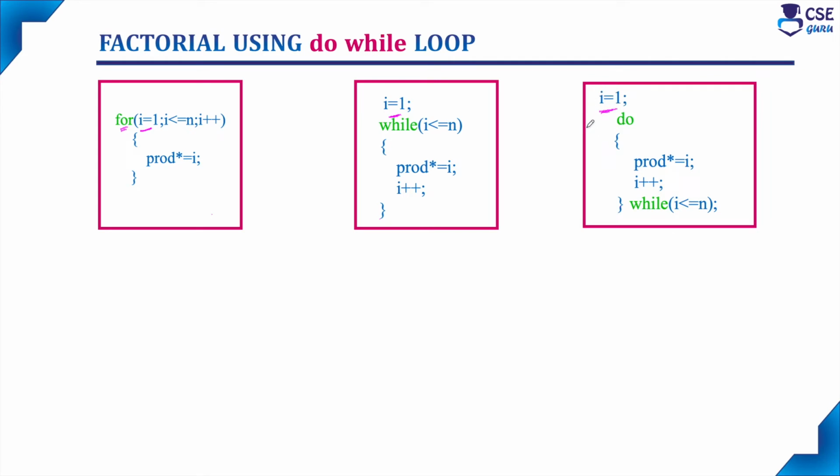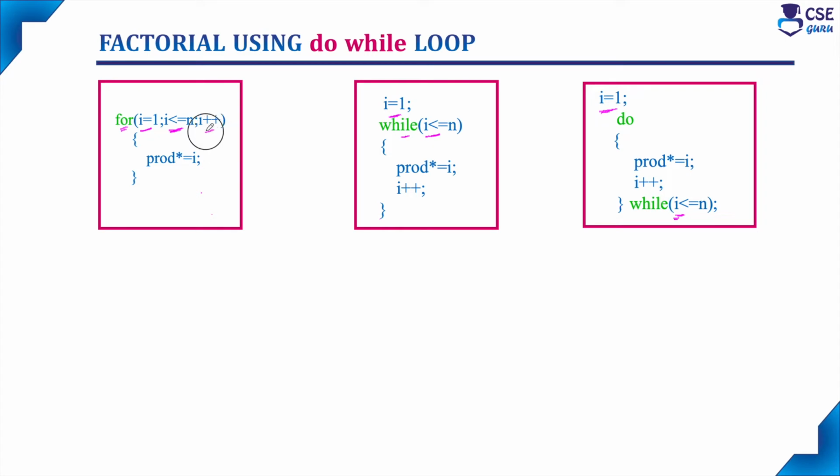This is one difference. Second, the condition i less than or equal to n. In the while loop, at the top of the loop itself, it will check the condition. But in the do while loop, it checks the condition at the end of the loop only, at the bottom of the loop. So in the for loop and while loop, the condition is checked at the top, and in the do while loop, at the bottom only.